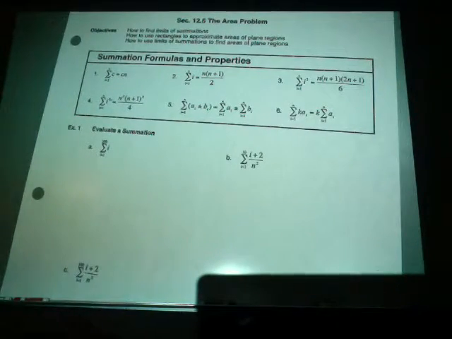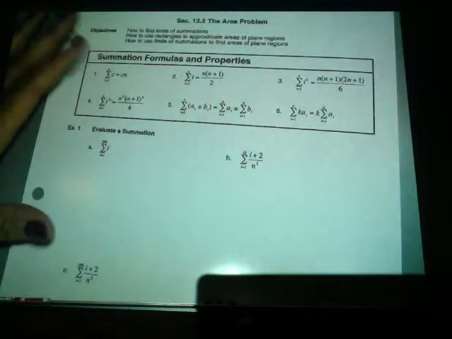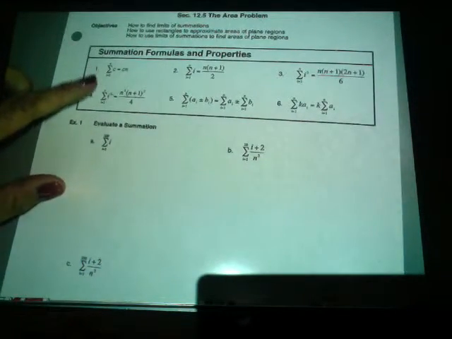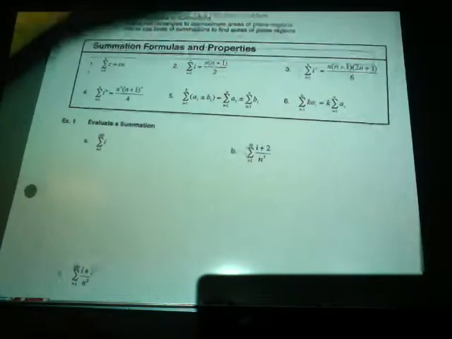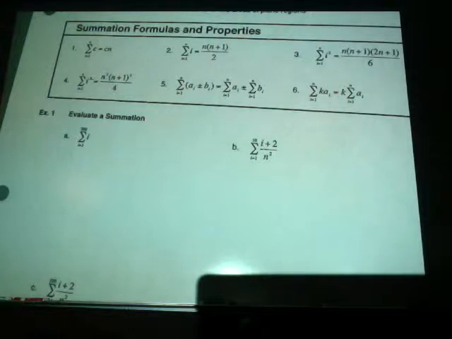All right, so for our last section, last lecture of the year, woohoo, we're going to look at evaluating the summation formula and how to find the limit of that. So you've got all these formulas up here that we're going to use. They look a lot more complicated than they really are.